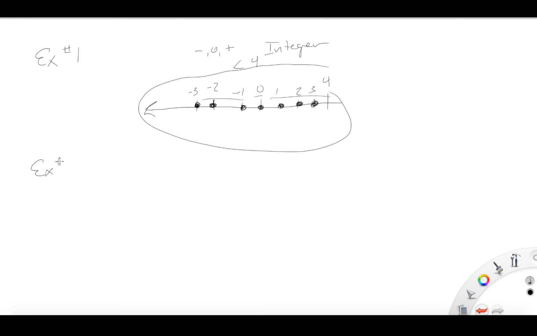Okay, so example number 2 gives a similar question, but it says, answer true or false, all whole numbers are integers. All right, well, an integer is negatives, 0, and positives. So the question says all whole numbers are integers. Whole numbers would be from here following. Are those integers? Yes. So A has to be true.